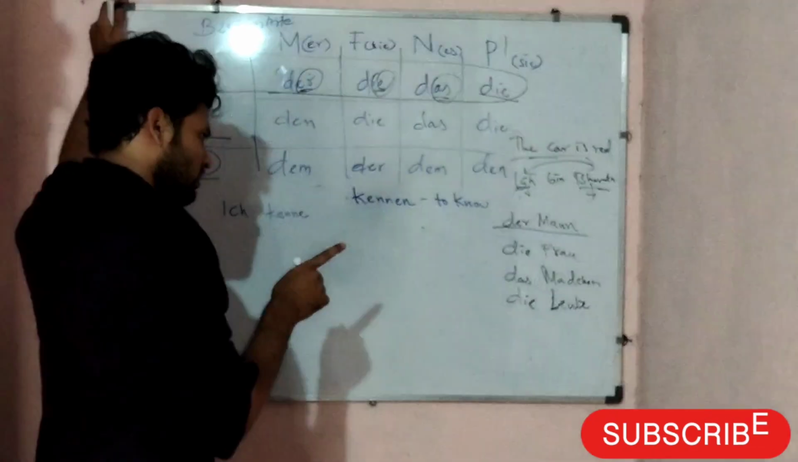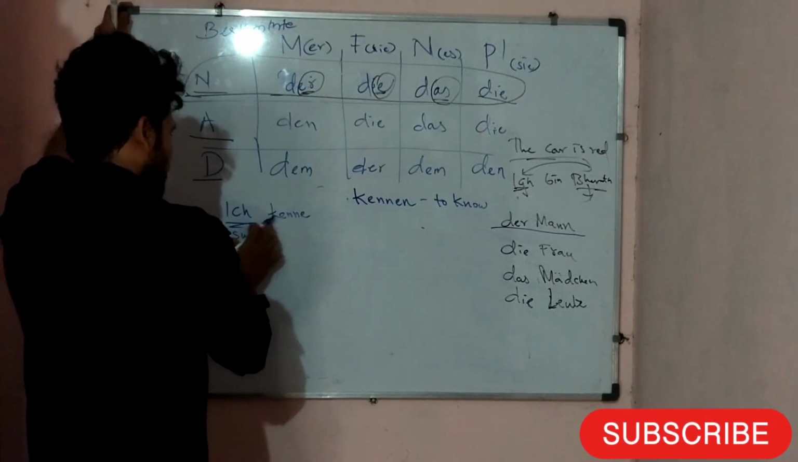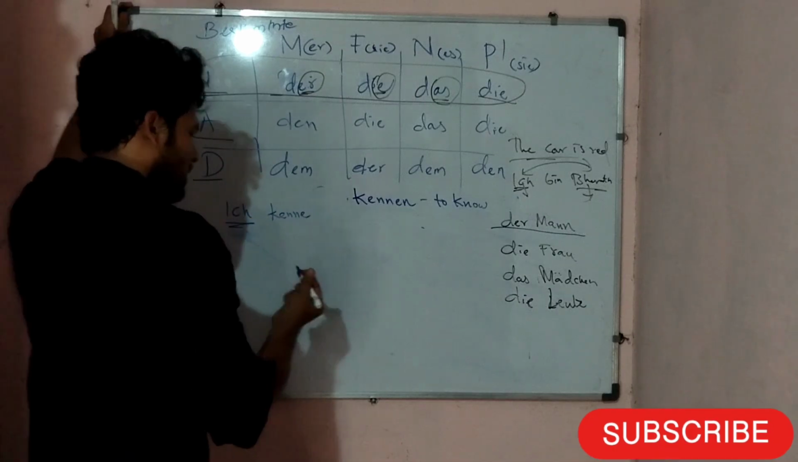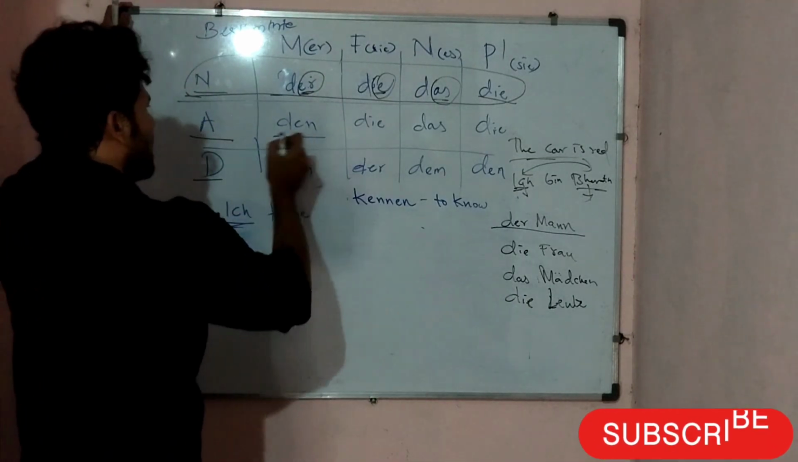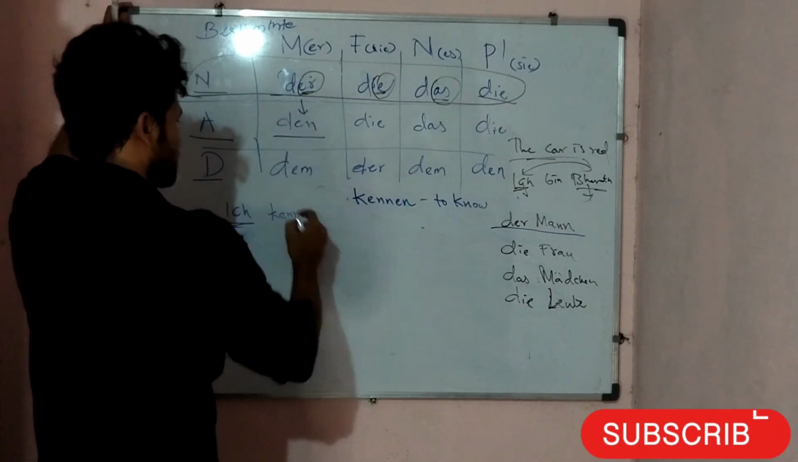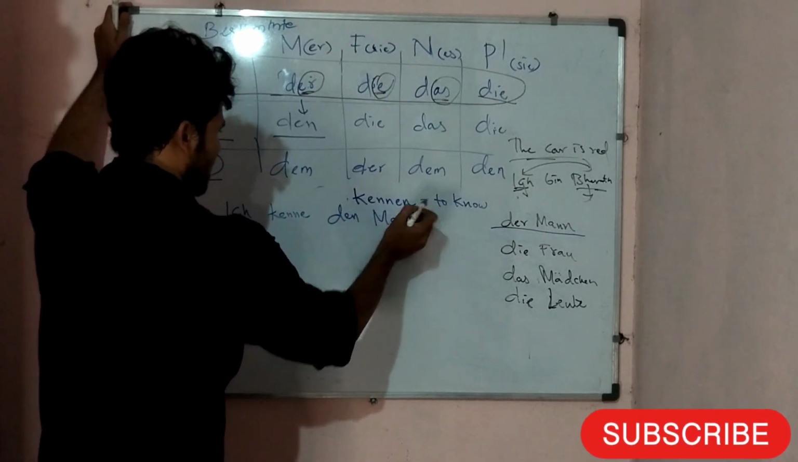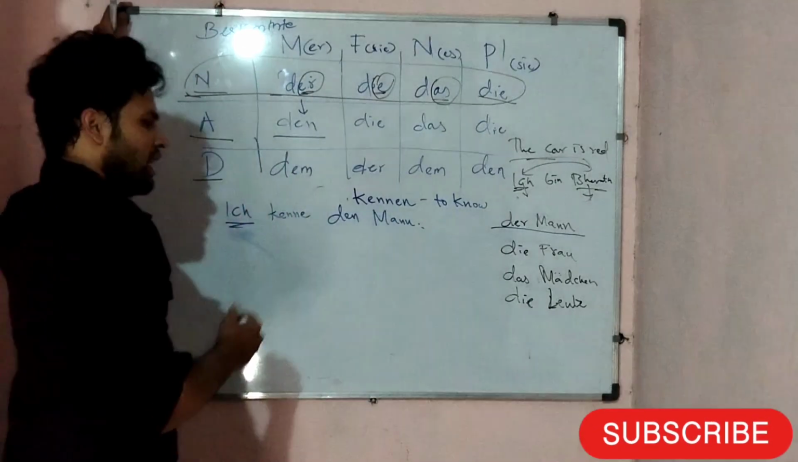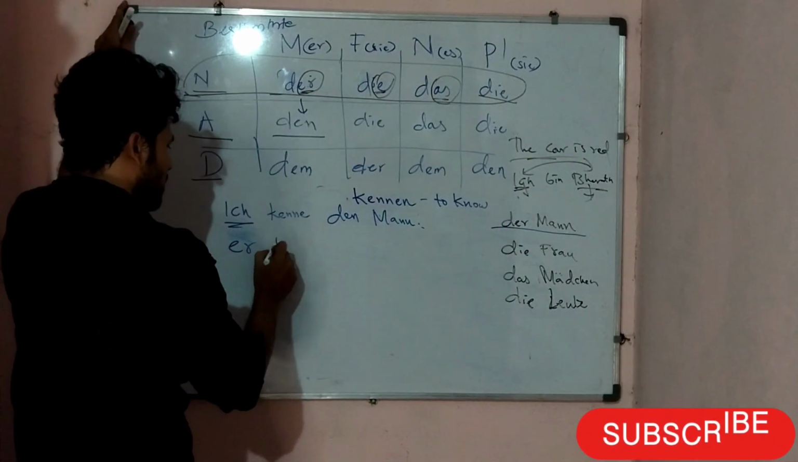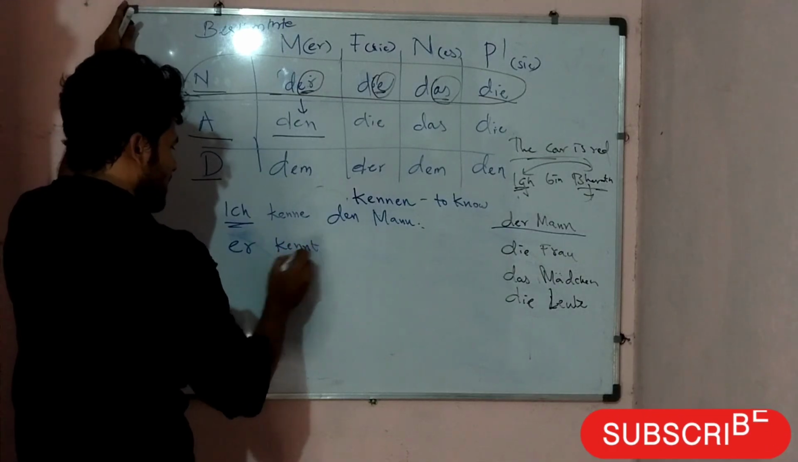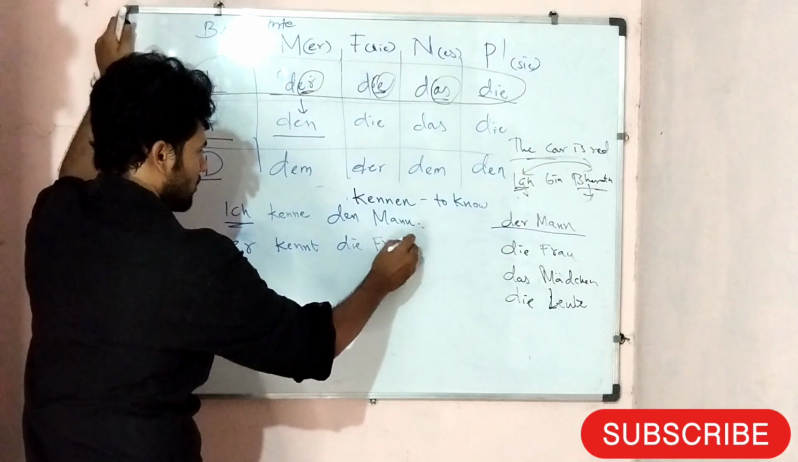I know the man. So here I is a subject, which is nominative. Whom do I know? The man. So here der becomes den. Ich kenne den Mann. Same thing. He knows the lady. What is the verb ending for he, she, it? T. Kennt die Frau.